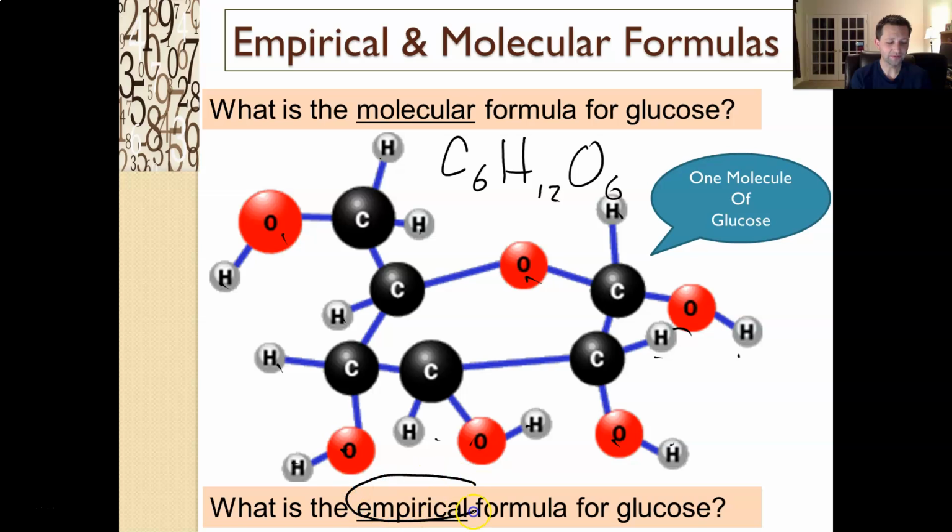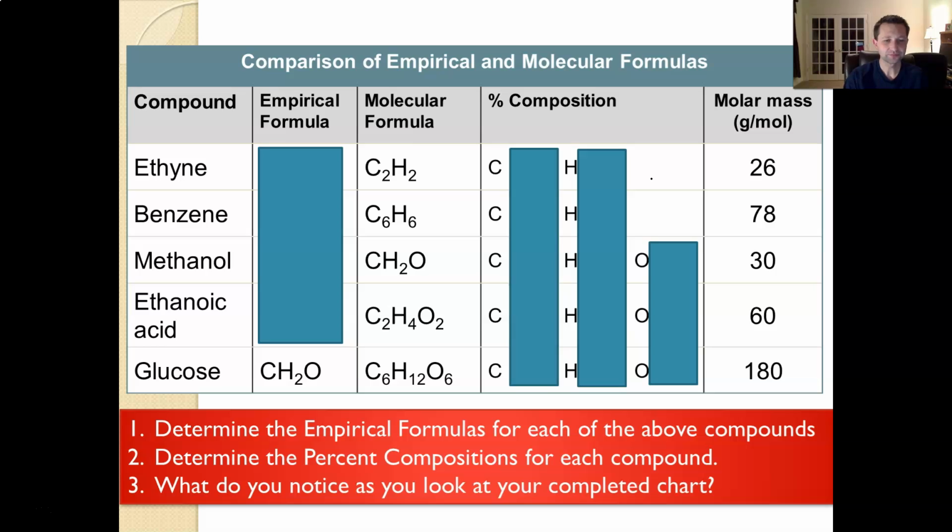The empirical formula will be different here. What should the empirical formula, the lowest whole number ratio, be instead? Well, that's going to be CH2O. Okay, so this is the lowest whole number ratio, right? That's my empirical formula. My molecular formula doesn't have to be in the lowest whole number ratio. Okay? So how does this all work? Step 1 on this chart in your notes: determine the empirical formula for each of the above compounds.